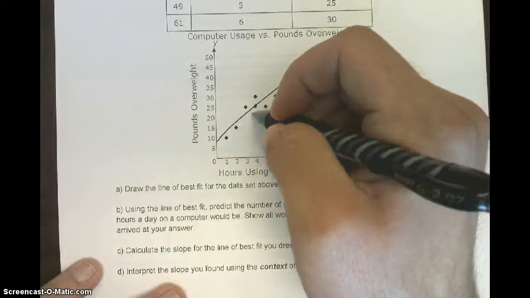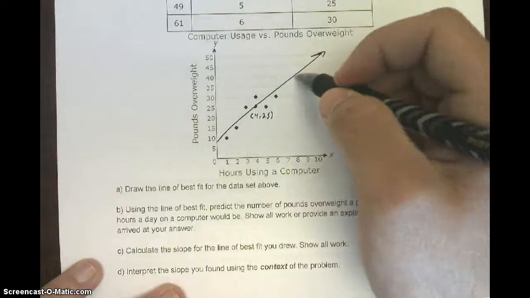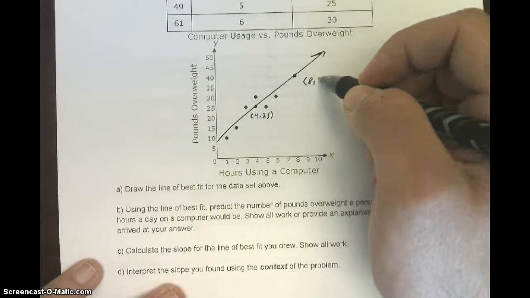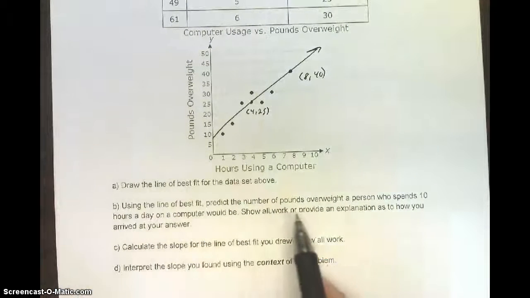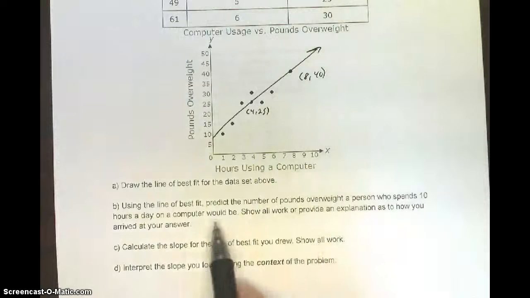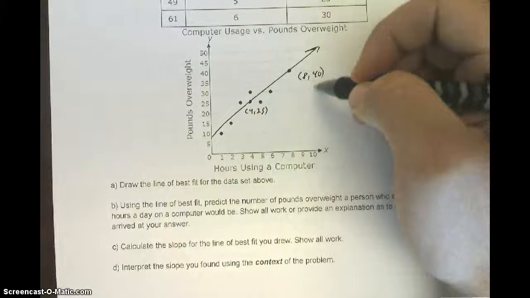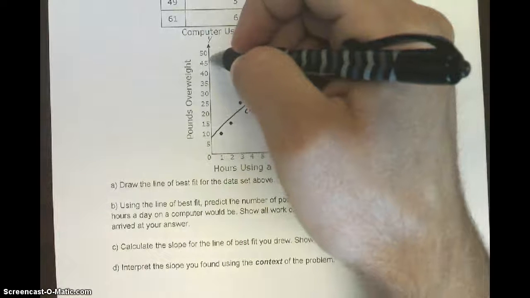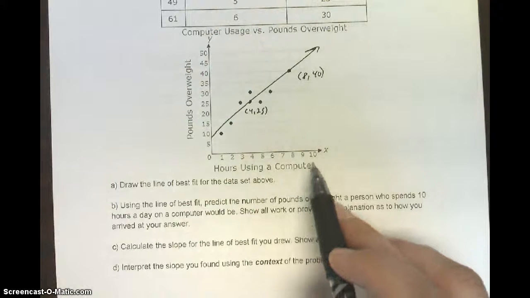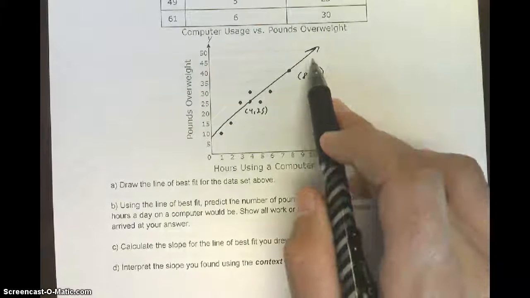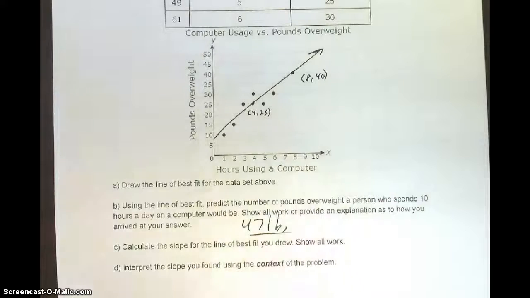I'm identifying a few points here. So this is 4, 25. Here's another point, 8, 40. Okay. Using a line of best fit, predict the number of pounds overweight a person who spends 10 hours a day on the computer should be. So 10 hours is right here. If I come up, roughly about 47 pounds overweight, just using my data set to figure it out. You come to 10, go up, go over. Okay. So 47 pounds.